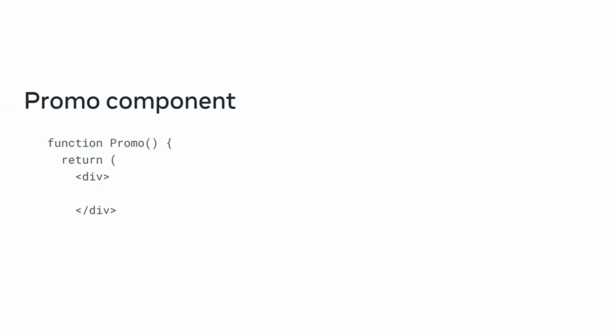To build the promo component, you can declare the function promo and then write a return statement inside of curly braces. This statement has a div, inside of which promo heading is called. This is then followed by the line export default promo to make the component accessible.